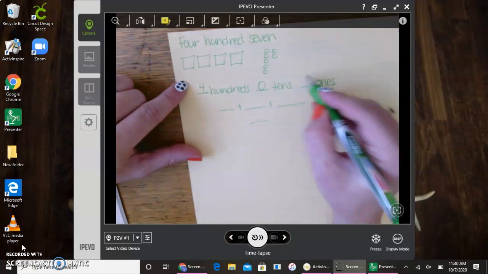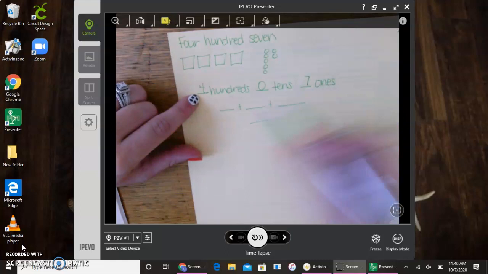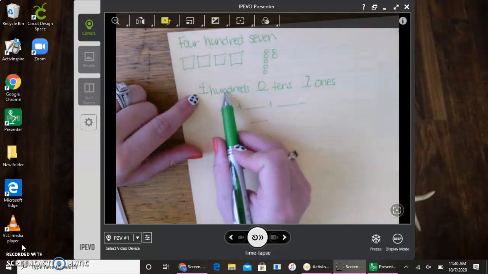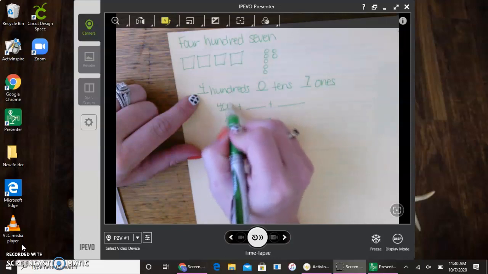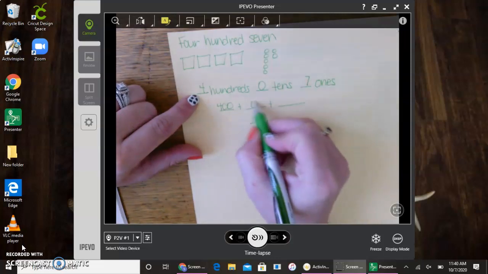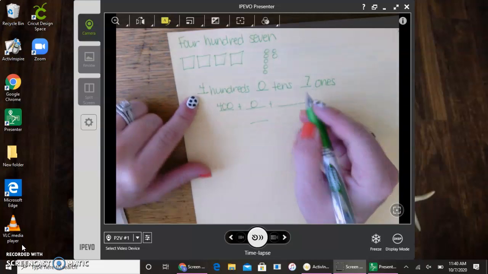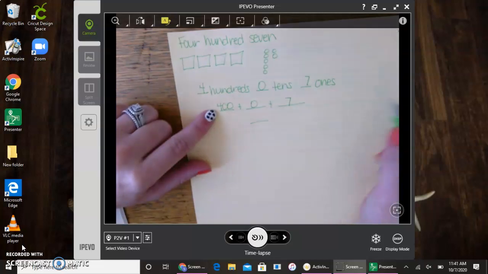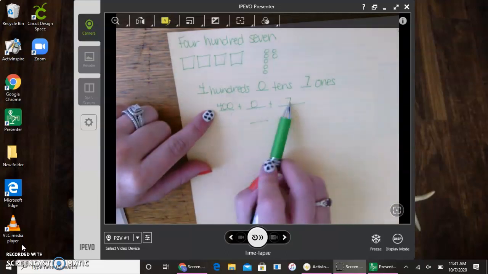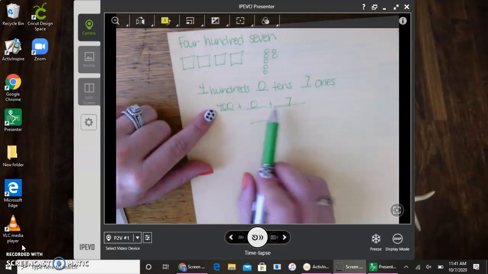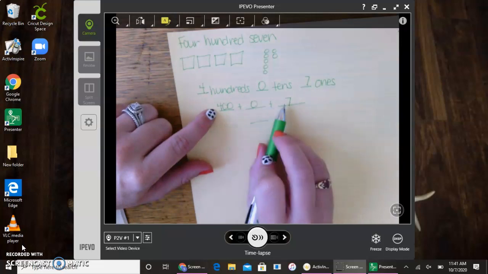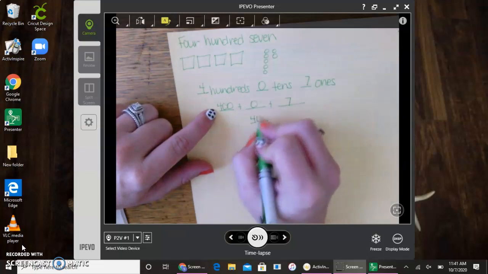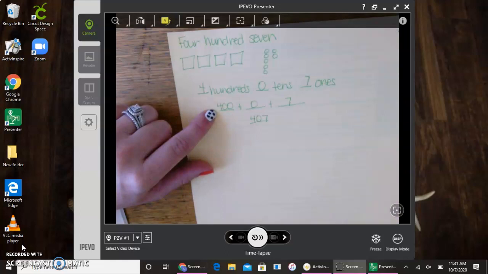That we drew. So then I'm going to go down and put the value of each. So 4 hundreds is equal to 400, no tens, and 7 ones. Now I'm going to take these three numbers and put them together to make 407. So 400 plus 0 plus 7 is 407.